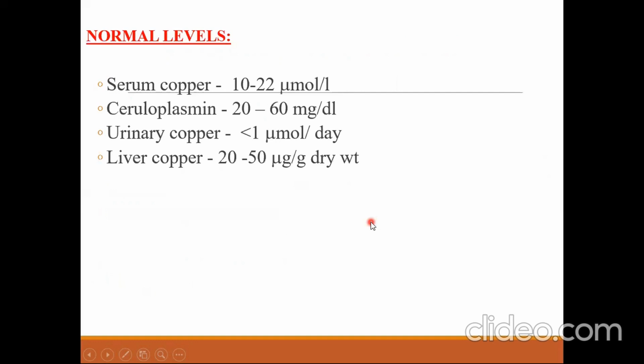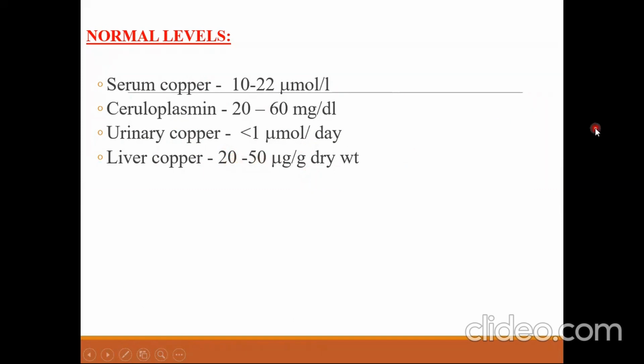Next, we'll see the normal levels of copper. Serum copper level should be 10 to 22 micromoles per liter. And ceruloplasmin level should be 20 to 60 milligrams per deciliter. And urinary copper is less than 1 micromole per day. Urine level should always be expressed per day, right? And liver copper content should be expressed as dry weight of liver. So the normal liver copper content is 20 to 50 micrograms per gram of dry weight.